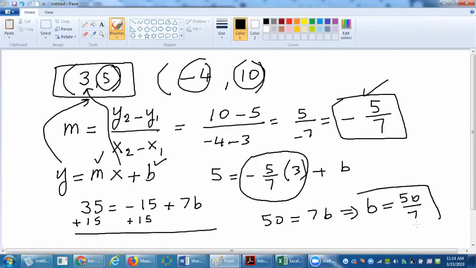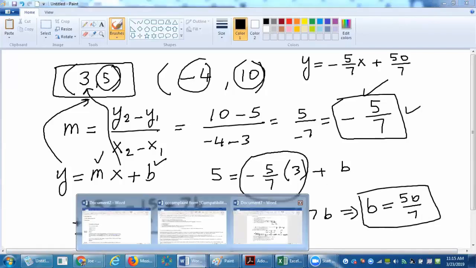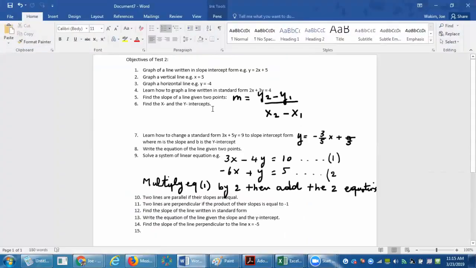And knowing b and knowing the slope, the equation of the line would be y equals m, which is -5 over 7, x plus b, which is 50 over 7. And of course, I just took random points, and that's why the equation came out not simplified. Hopefully, we get a better simplified equation at the end with different problems. So that was an example of how to find the slope given 2 points.